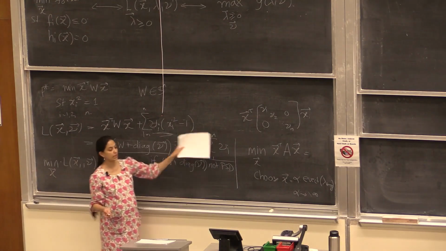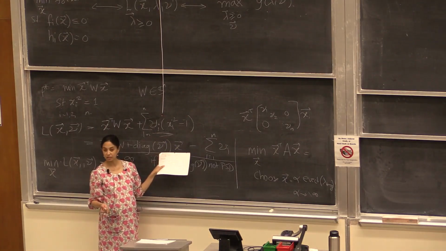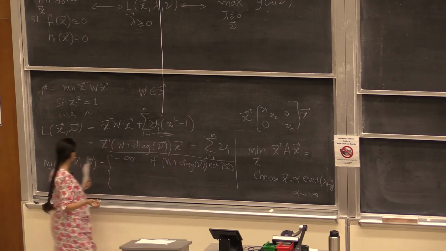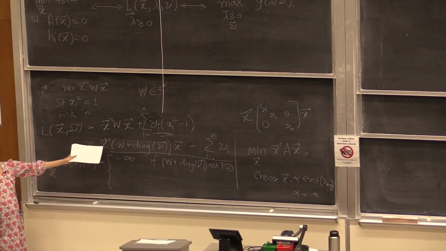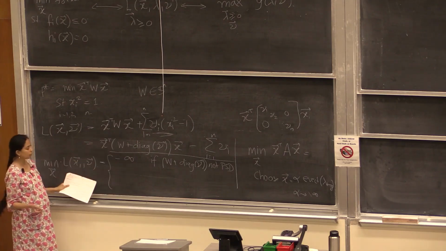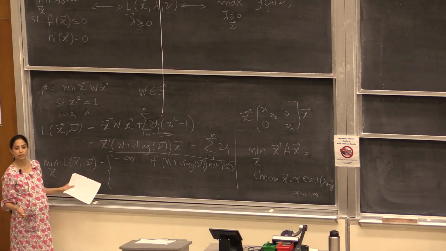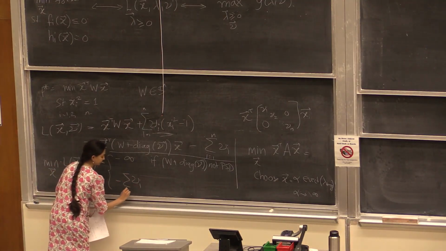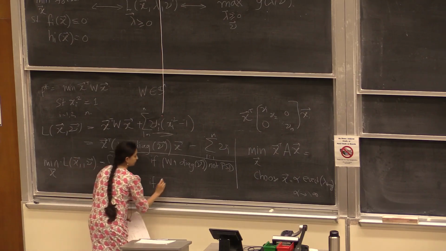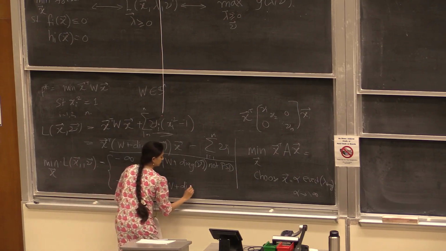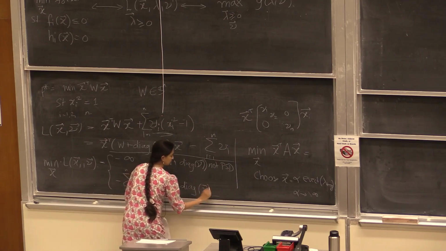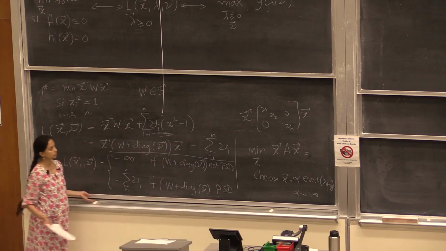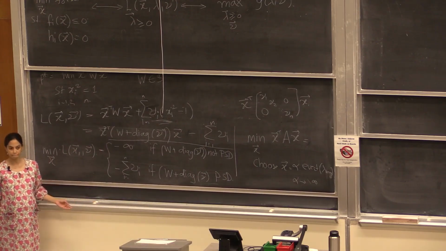And this other term is just what it is, right? I don't have any choice over it. I only have choice over x. The n's are constant in this case. So I'm going to make this 0, and so what is this thing going to be equal to? It's going to be negative sum of the nu i's, if W plus diagonal nu is PSD. Everyone with me here? Good question.